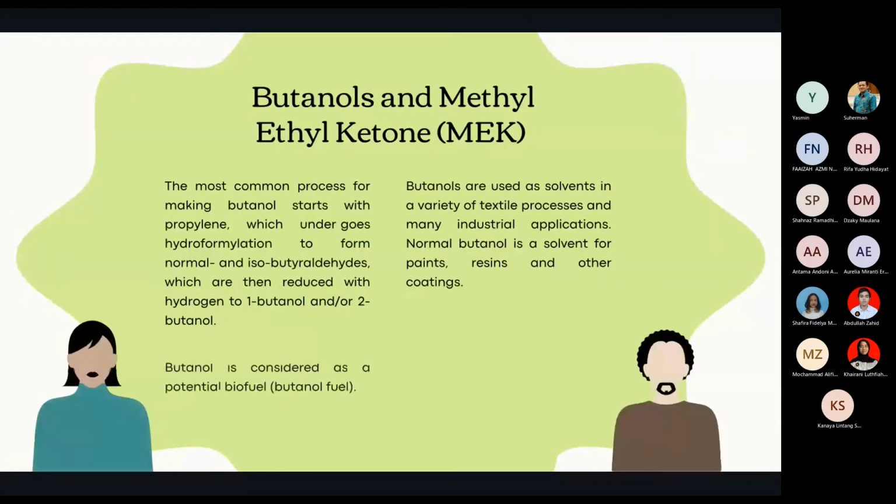Next. And then we have butanols and methyl ethyl ketone, which is MEK. The most common process in the making of butanol starts with propylene, which undergoes hydroformylation to form normal and isobutyraldehydes, which are then reduced with hydrogen to 1-butanol or 2-butanol. Butanol is considered a potential biofuel, and butanol is used as a solvent in a variety of textile processes and many industrial applications. Normal butanol is a solvent for paints, resins, and other coatings.